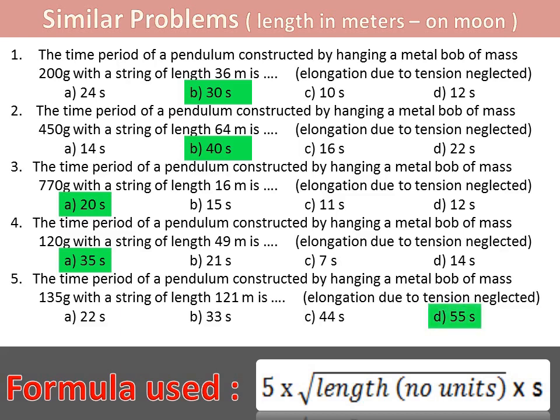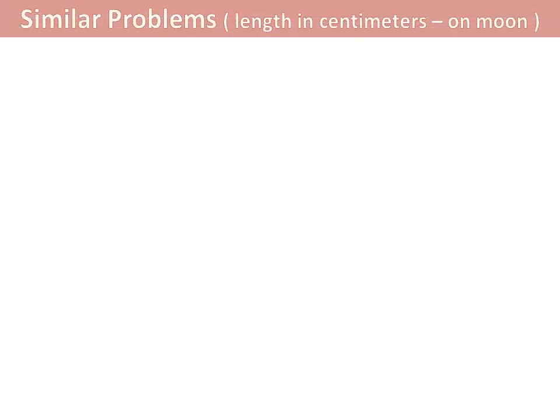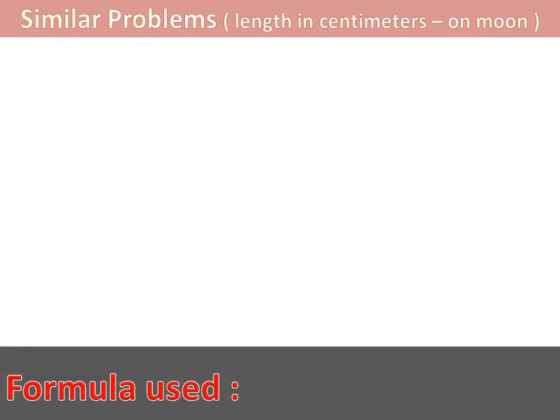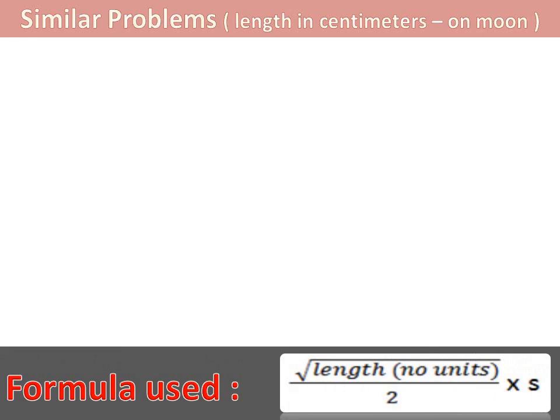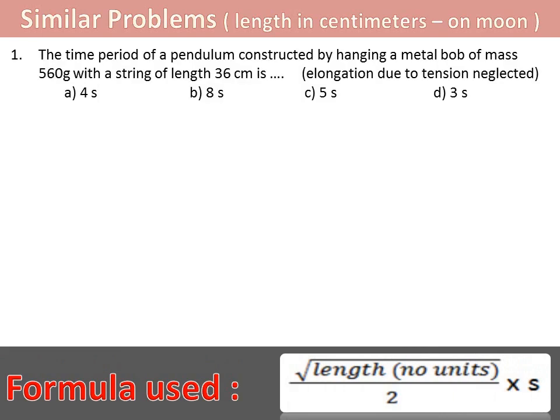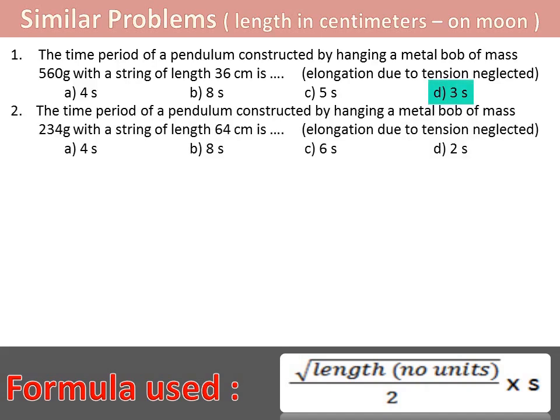Pretty simple. Now similarly, when we have the length given in centimeters to find the time period on the moon, we use this formula: length with no units, find the root and divide by 2. Here 36 is given, first question. So root 36 is 6, so 6 by 2 is 3, 3 is the answer.